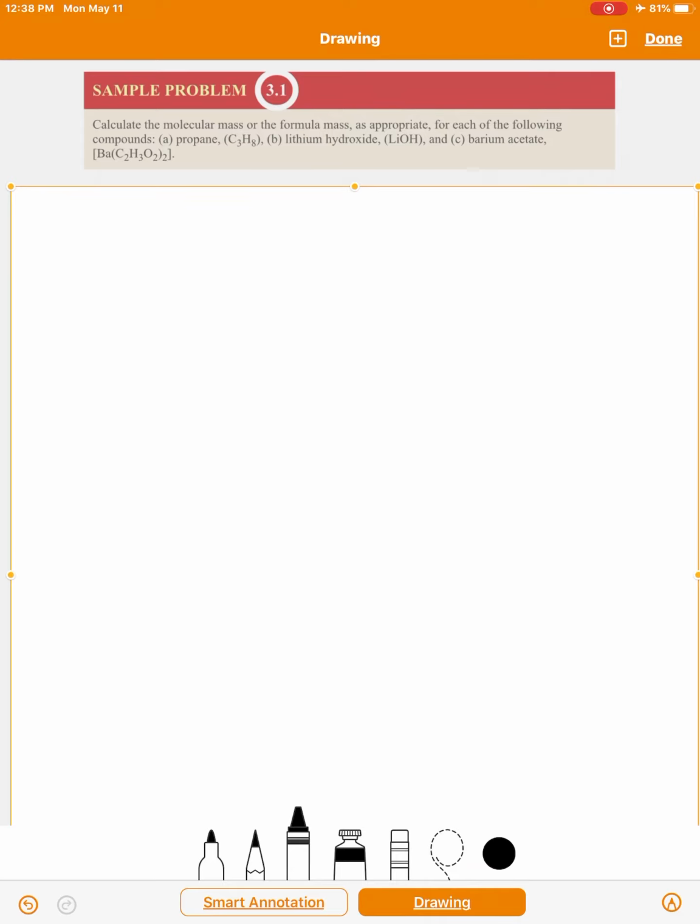Okay. So let's try number A. First, let's decide whether it's a molecular substance or an ionic substance. A is propane, which is C3H8. It has carbon. Carbon is a nonmetal. It has hydrogen. Hydrogen is also a nonmetal. Two nonmetals, so that would be called a molecular substance. Now, because it has two different elements, carbon and hydrogen, that makes it a compound, so it's a molecular compound. So if it's a molecular substance or a molecular compound, we're going to calculate what's called the molecular mass.